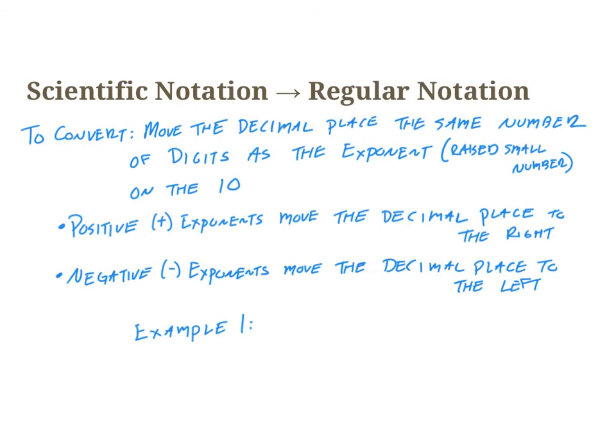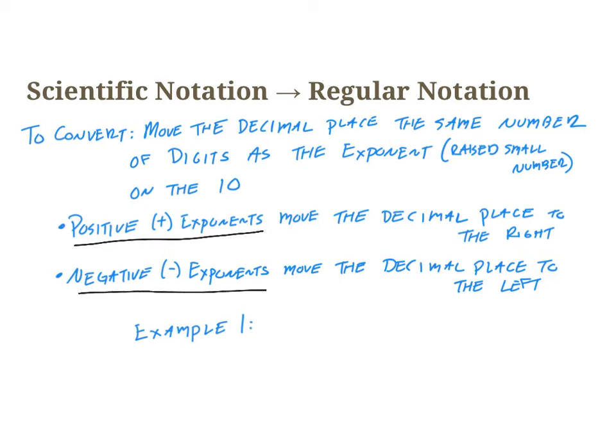So you are going to be asked in this class to convert from scientific notation to regular notation, and there are a couple of things we need to keep in mind. Number one, you'll be moving the decimal place the same number of digits as the exponent, or the raised number on the 10. The other thing to keep in mind is that positive exponents move the decimal place to the right, and negative exponents move the decimal place to the left.